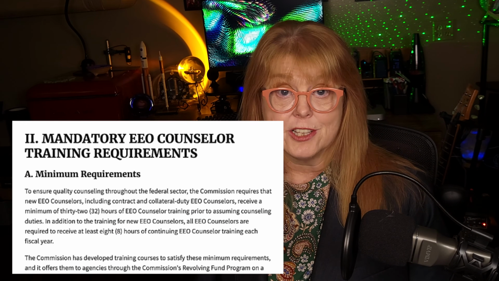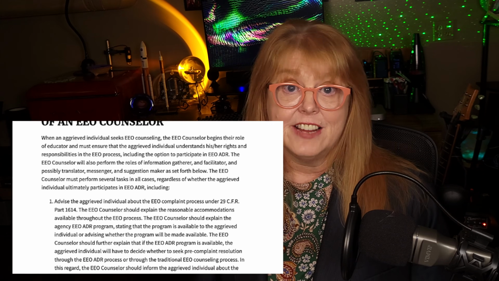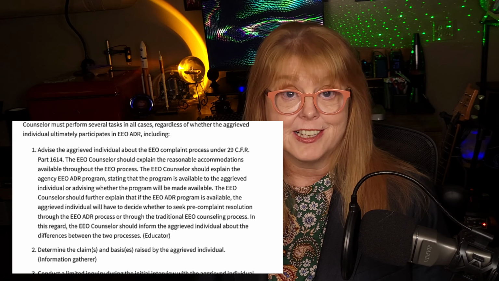Chapter 2 covers pre-complaint processing, which most of us know as the informal stage. It lays out the training and qualification for EEO counselors, as well as their roles and responsibilities. It even includes a detailed list of specific tasks that your counselor should complete during this phase.